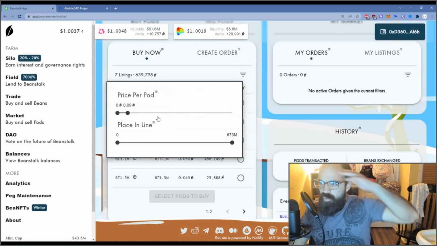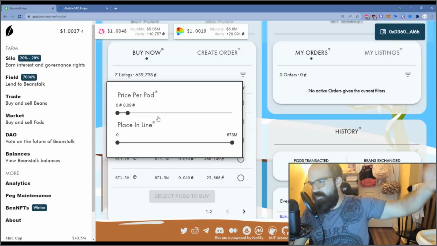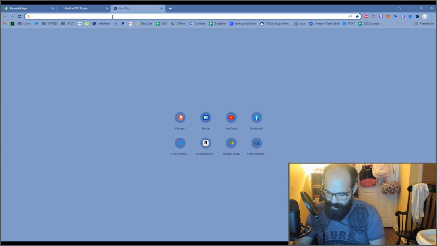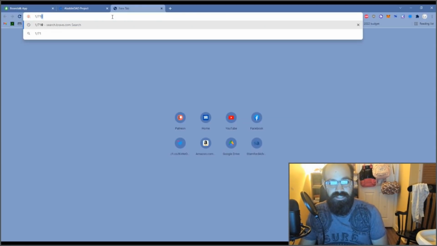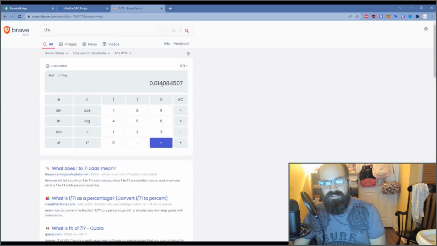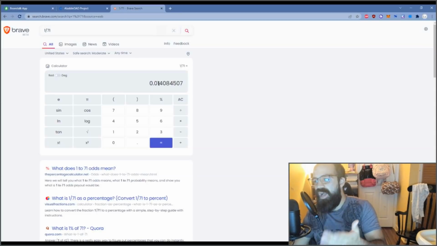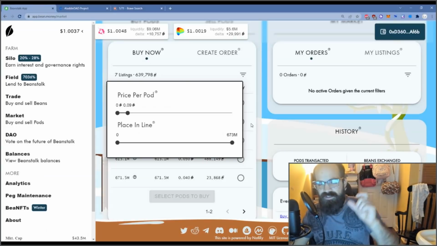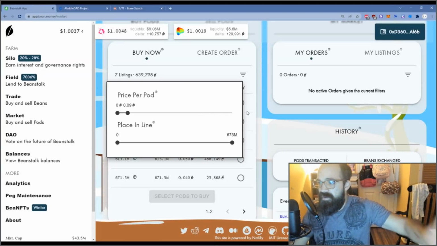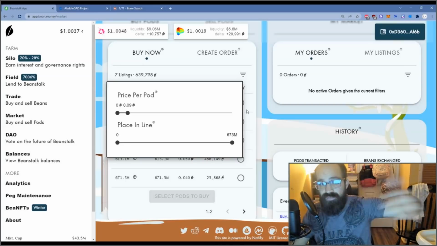And you can think, okay, when is it profitable to bond? If it's a 1 to 71 ratio, what is 1 divided by 71? It looks like roughly a penny and a half. Each pod you get is worth 1.4 pennies. So if you're selling your pods for more than 1.4 pennies, then you're making a profit. It may not be 7,000% ROI, but it's a profit.